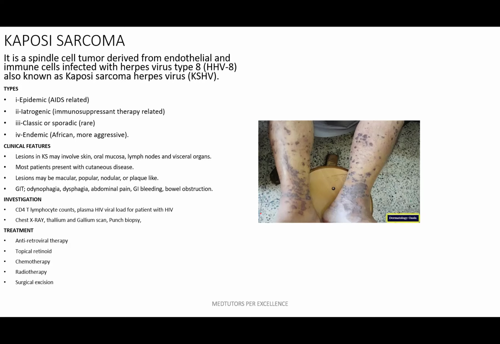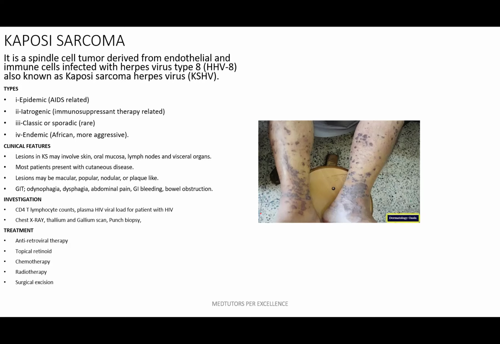You just see some ugly looking rash in the skin of the legs. Okay, dark patches, elevated rashes on the skin of the legs, lower limbs. The lesion may be macular, papular, nodular, or plaque-like. They could have odynophagia, difficulty in swallowing, dysphagia, abdominal pain, GI bleeding, bowel obstruction.